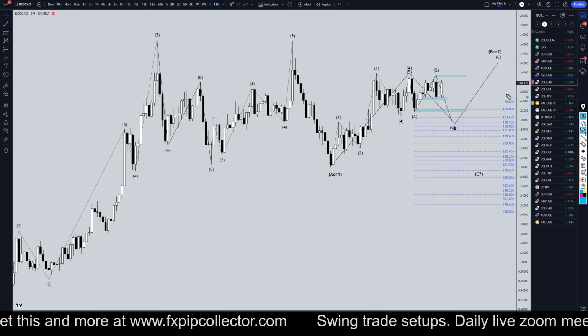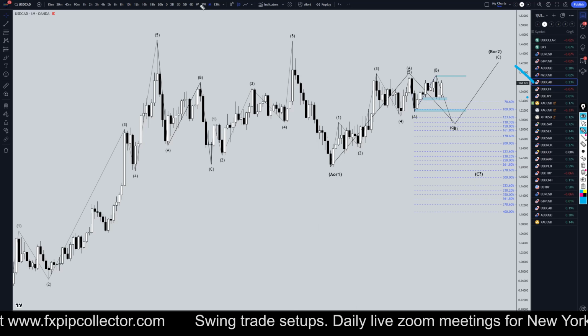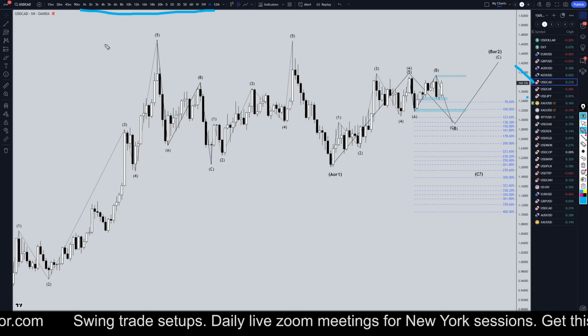Today is Thursday, October 17th, and I'm going to be analyzing the US dollar Canadian, starting on the monthly, working my way all the way down to the 1 hour time frame for the full top-down analysis.